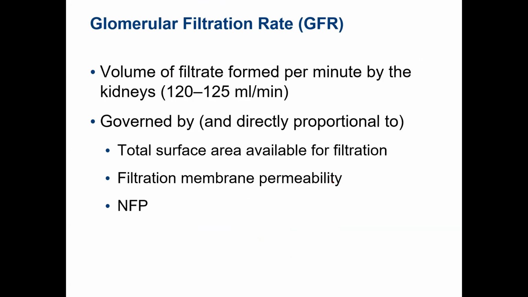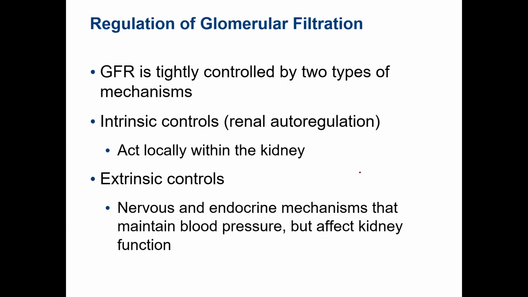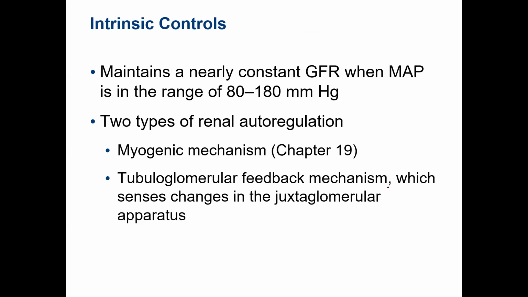The GFR is the glomerular filtration rate. Obviously, how much filtrate is formed per minute. It reflects how well your kidneys are working. There are two types of mechanisms in play here: an intrinsic mechanism and an extrinsic mechanism. The intrinsic mechanism is just pressure. If your blood pressure is between 80 and 180, intrinsic controls will control it. What this means is that the more blood you force through the kidneys, the more urine you create. Self-regulating.